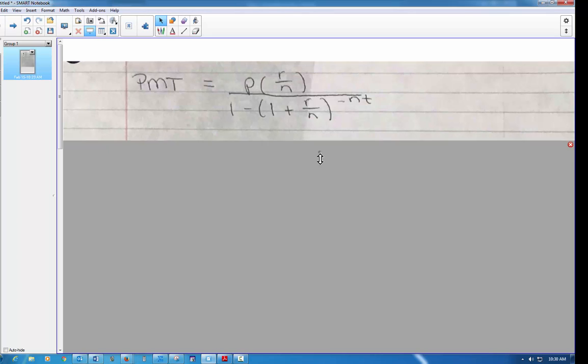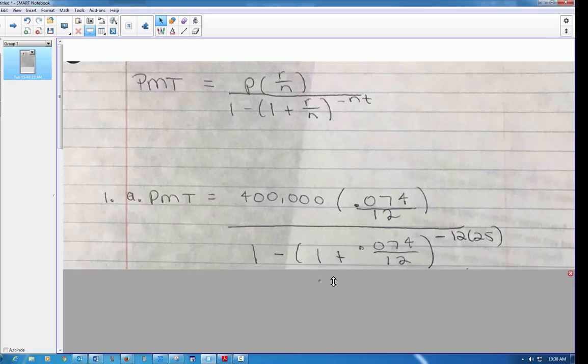So I have plugged the numbers into my formula, and you can see that 400,000 is the principal, 7.4% is the interest, so I changed it to a decimal, divided by N, which is the number of payments in a year, which would be 12. And then on the bottom, I have the rest of my formula. Again, the interest rate, the N, which is 12, the N, which is 12, and the 25, which is T for time in years, which is 25 years.